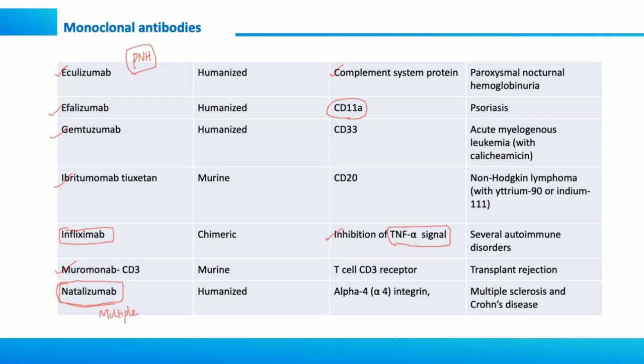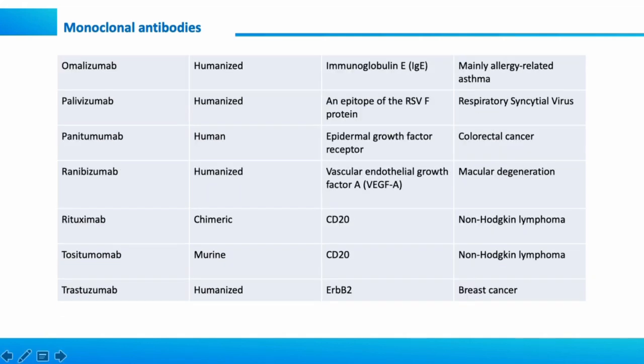And what is the site of action of natalizumab? Very important. It is alpha-4 integrin. Try to remember this. This is important. Alpha-4 integrin. We have come to the last slide. Just concentrate here. This is very important.